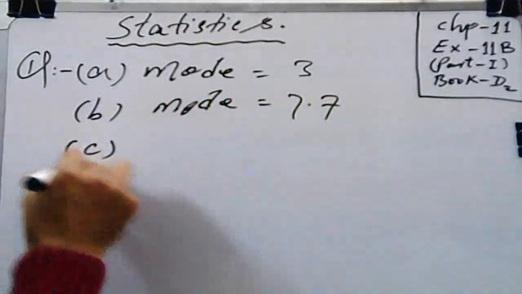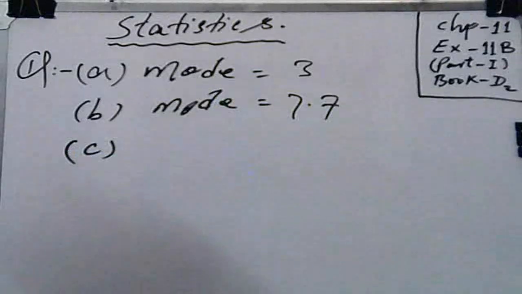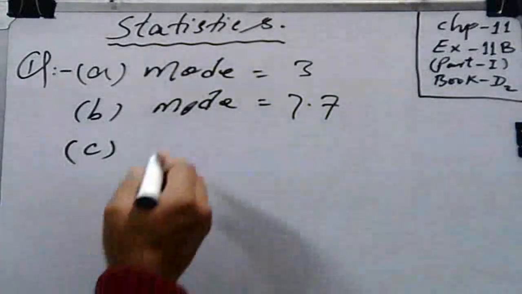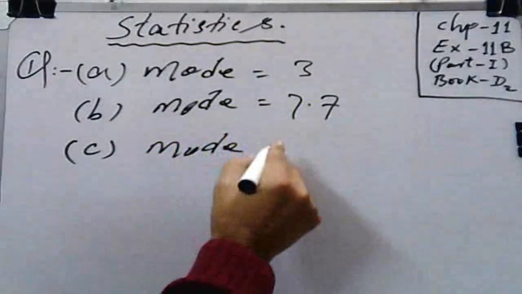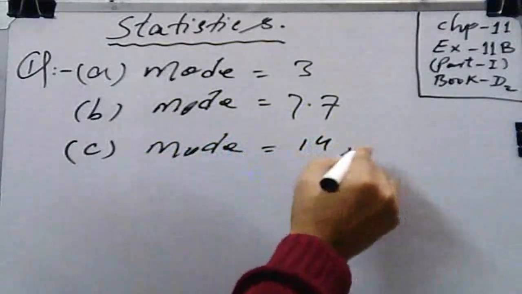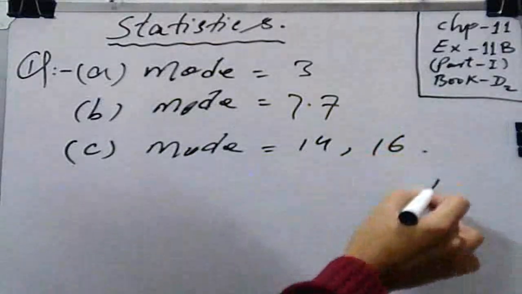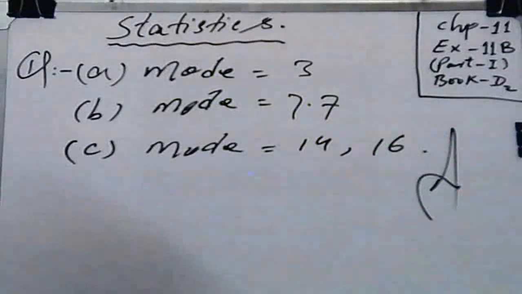So in C portion, 12, 17, 16, 14, 13, 16, 11. Here you can see 14 is repeated 2 times, and 16 is also repeated 2 times. So it means your mode is 14 and 16. So that is your answer.